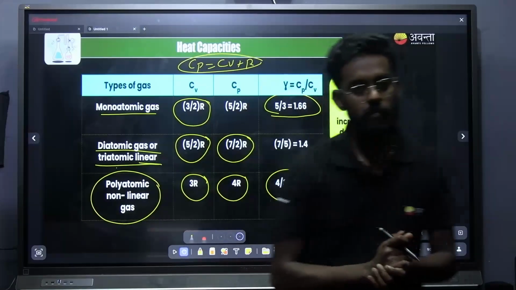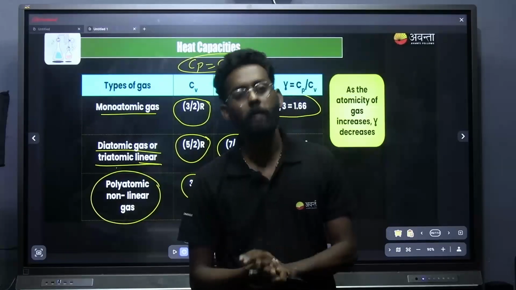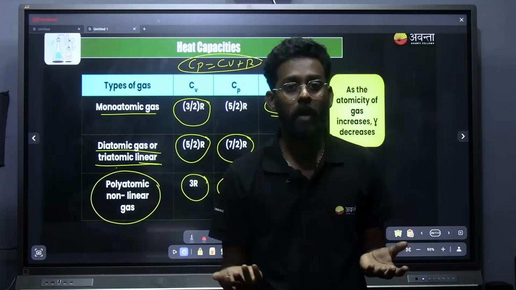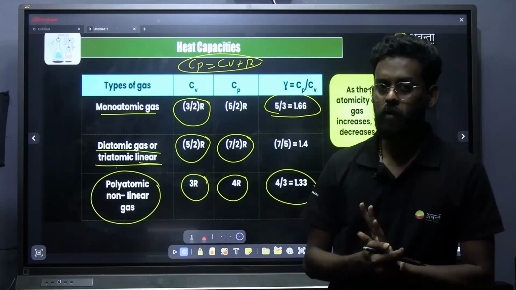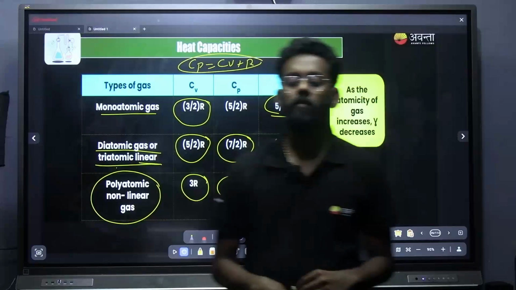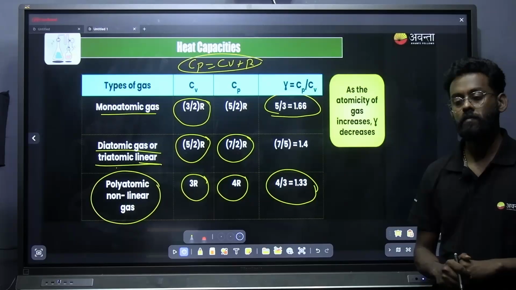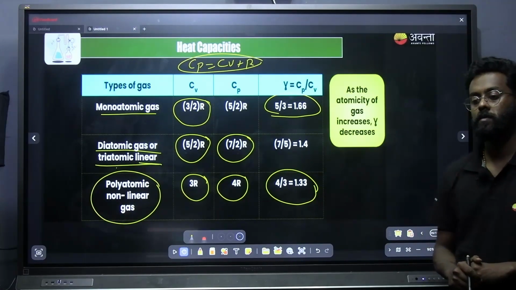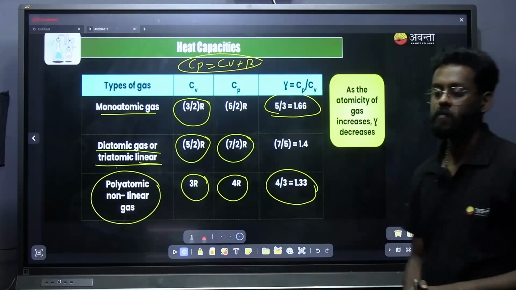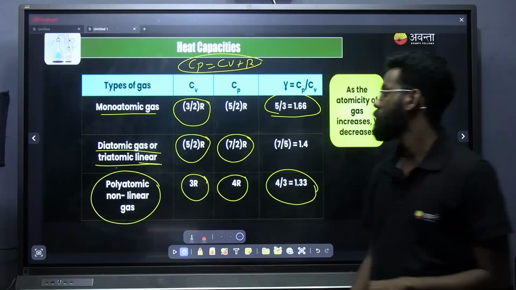The questions come like this: they will mention, consider an ideal gas of helium atoms. And in that question you might need to calculate Cv or Cp value. What is the Cv value for a helium gas? Can anyone let me know? By looking at the table you can tell me. 5 by 2R. Are you sure 5 by 2R?